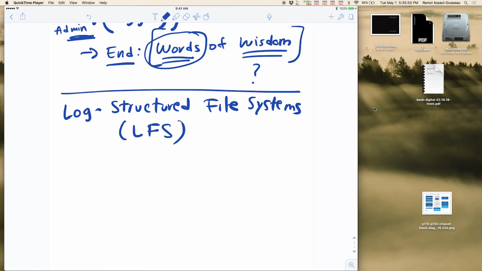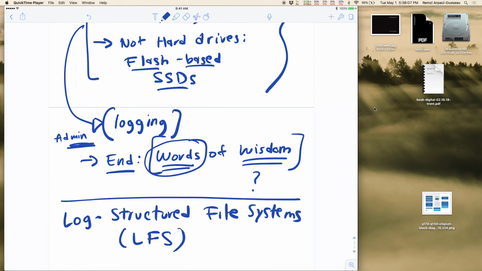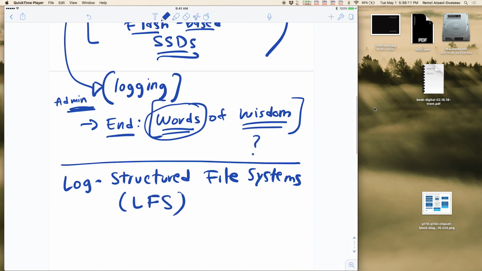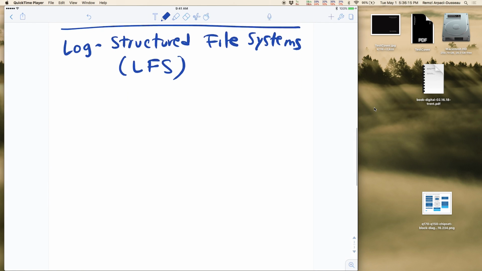Yes? Oh yeah, sure. How's this? Is that better? Okay, thank you. So if you missed anything, we're talking about LFS, we're talking about flash-based SSDs, and then I'm ending class with some sort of final words.